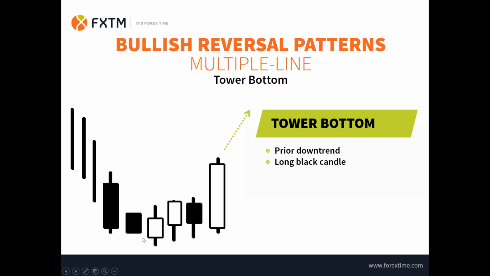And then you have what? What do you have in between here? You have congestion, sideways movement, small candlesticks signaling indecision, right? And then what? A long white candle, which is what? Your second tower, right? Very good. So that's why we call it tower bottom. Here we are. Very good. All right, let's move on.